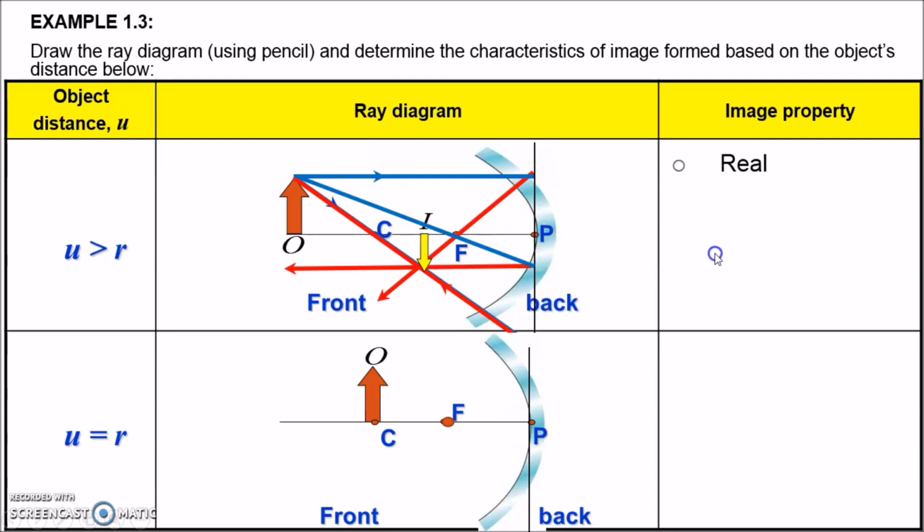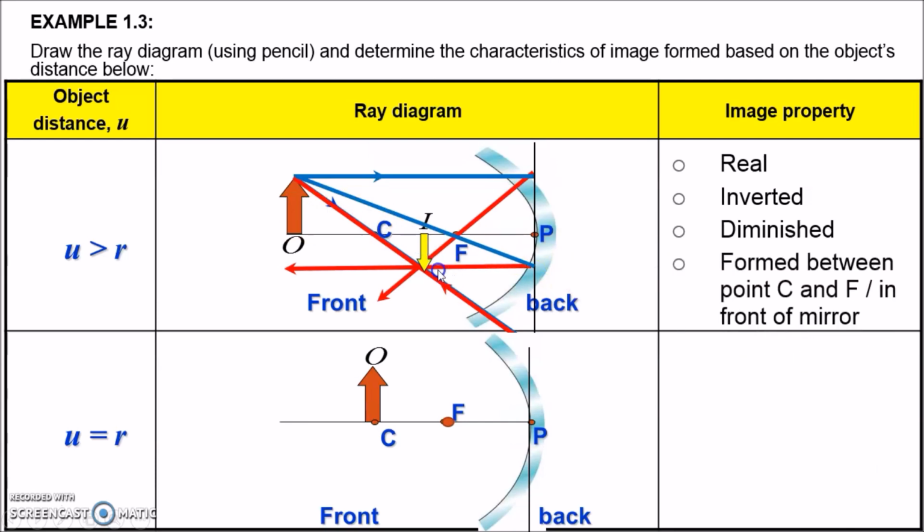Second characteristic is inverted, diminished. So you can compare the image with the object size, so it's smaller. And the last one, the image forms between point C and point F, or you can also say that the image forms in front of the mirror.